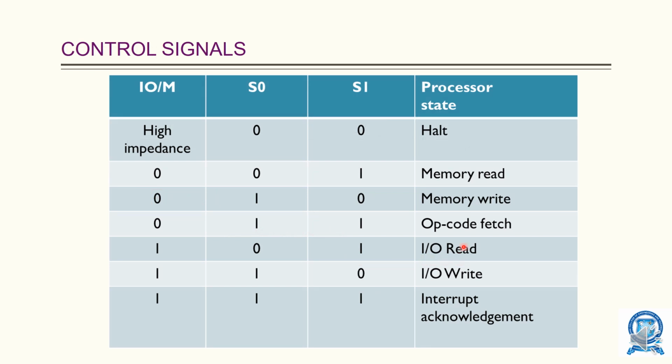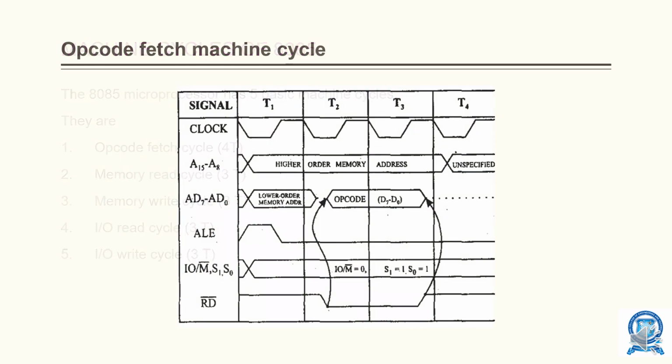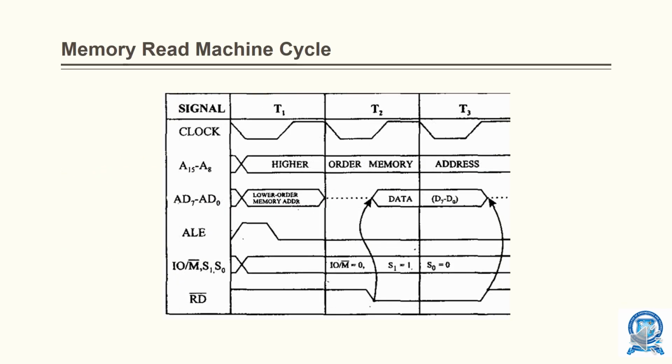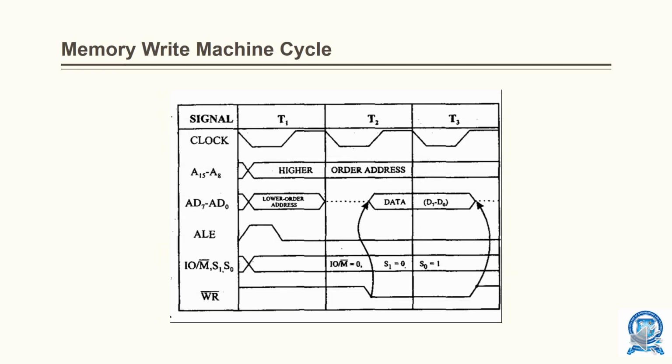Now, in opcode fetch you can see 0 1 1. The same value is there for opcode fetch, which has 4 T states, whereas memory read has only 3 T states. That is the only difference. The next machine cycle is the memory write machine cycle. Here, instead of read you have write. That is the only change.